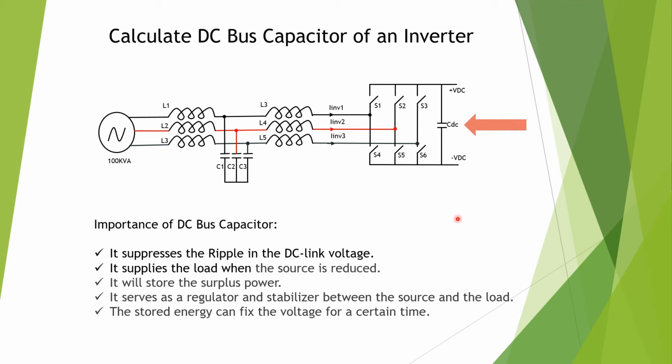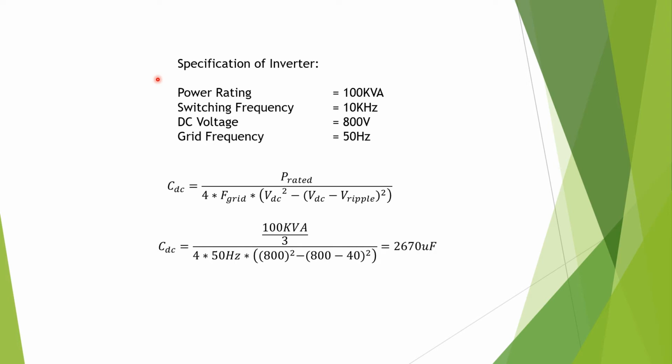Let's go to the next slide. Here I mentioned the specification of the inverter. Power rating of the inverter is 100 kVA. Switching frequency of the inverter is 10 kHz. DC voltage is 800 volts and grid frequency is 50 hertz. To design the DC bus capacitor or DC link capacitor, we do not need this switching frequency.